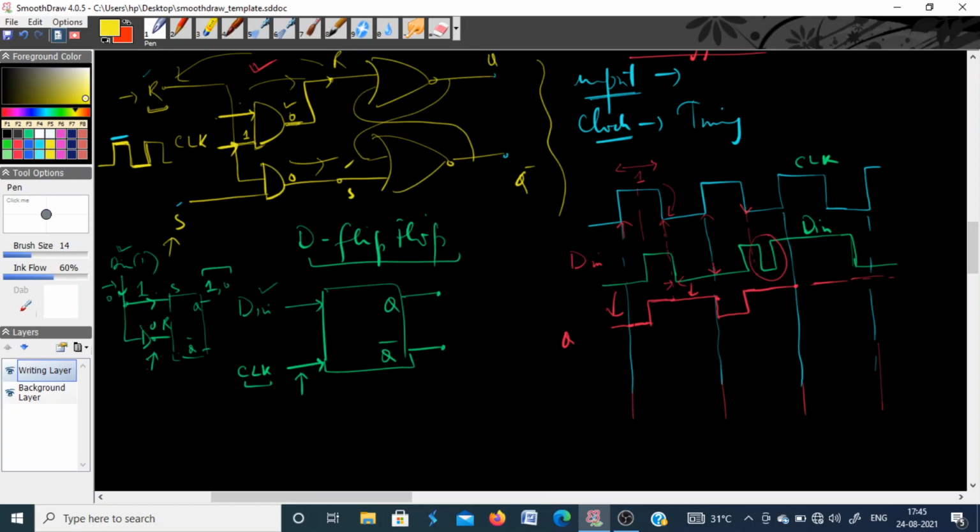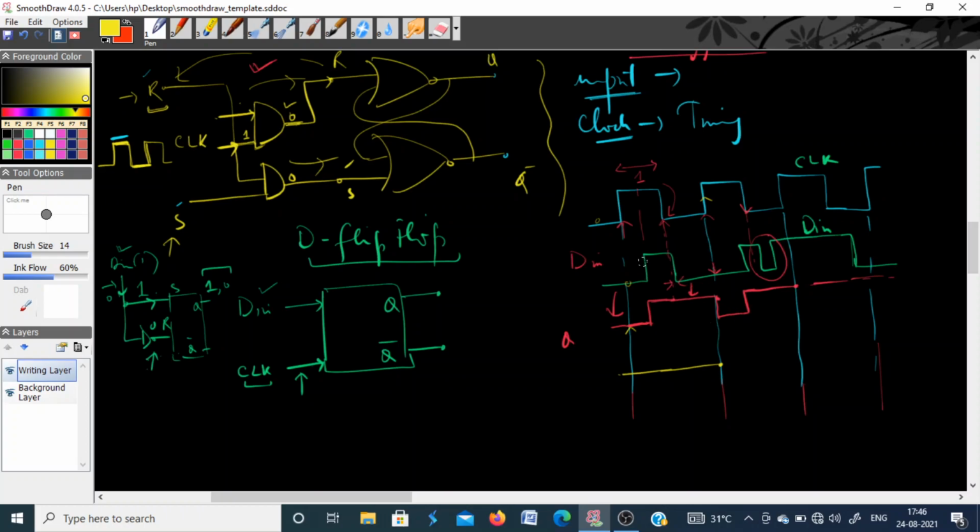So at this point, when the clock goes from logic 0 to logic 1, your output will change. Since the input is 0 at this point of time, your output remains 0. So this will remain 0 for the entire clock period till the next clock pulse comes. This is what is edge triggering. It activates the circuit only at a particular edge.